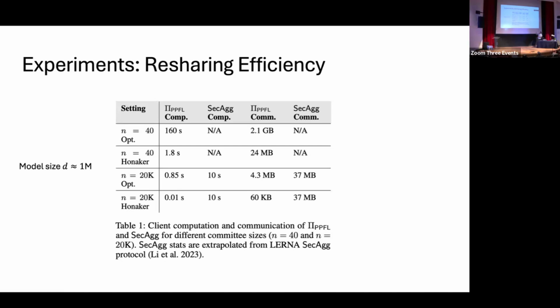But even for the setting where we have a smaller number of clients per round, you can see that things definitely blow up a little bit. But at least for this more efficient Honecker factorization, you can see that a couple of seconds and 24 megabytes is reasonable overhead to have. And that's it. Thank you.